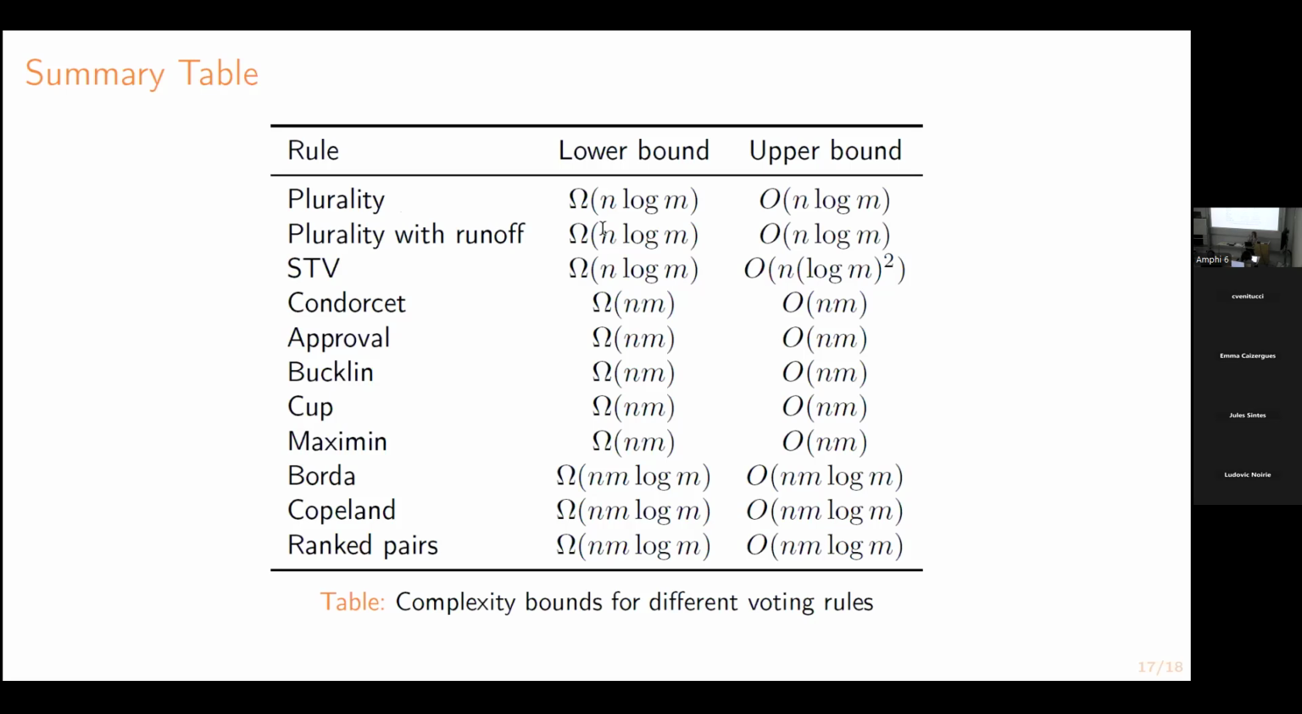So just to comment on this, as you can see, plurality and STV are the best in terms of communication complexity. Then you have Condorcet, which is a bit after them. Approval has the same complexity as Condorcet. It's not necessarily intuitive to me, but I trust the paper. And then you have Borda, Copeland, and Ranked Pairs.